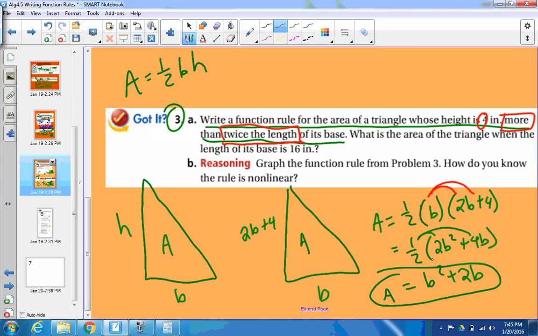And then I distributed the 1/2. 1/2 times that would be just b squared, and then 1/2 times 4b would be 2b. And this is where I got my formula. Now if I wanted to check it with the base of 16, I can plug that 16 in for the b right there and right there and get out the area.